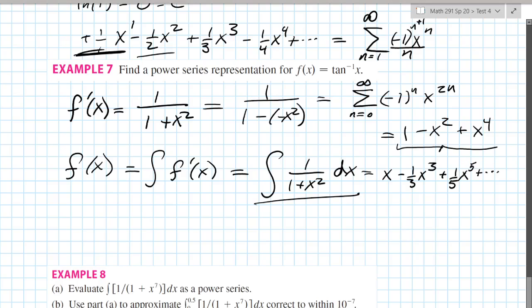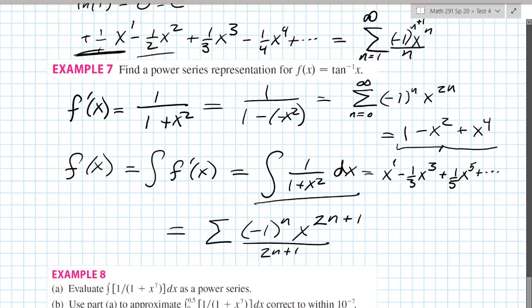So how do we write that as an infinite sum? Notice that the signs are alternating, so I have a negative 1 to the n. Notice we have an x to the 1, 3, 5. Okay, so that's 2n plus 1, right? Because that gives me the odd powers. And then divided by that same number, so 2n plus 1.